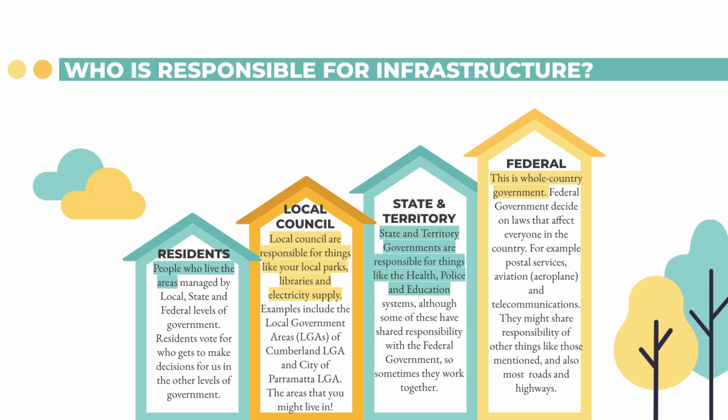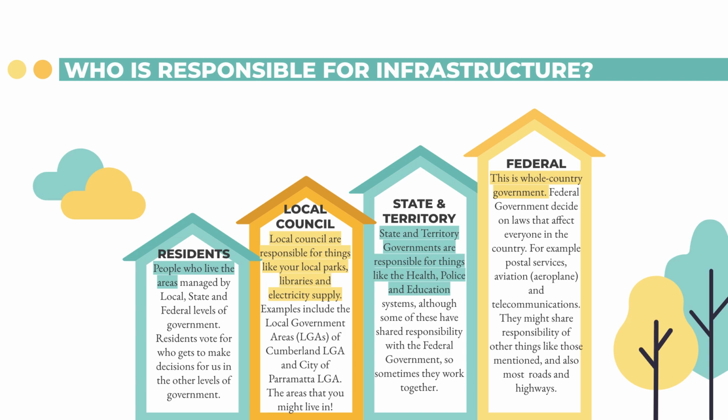Local councils are your local LGA, so they're responsible for things like your parks, your libraries and your supplies of electricity. Examples include the LGAs of Cumberland and the City of Parramatta, areas where you might live, like we just looked at. State and territory governments are responsible for things like health, so hospitals, police and education systems, although some of these have shared responsibility with the federal government as well, so sometimes they work together.